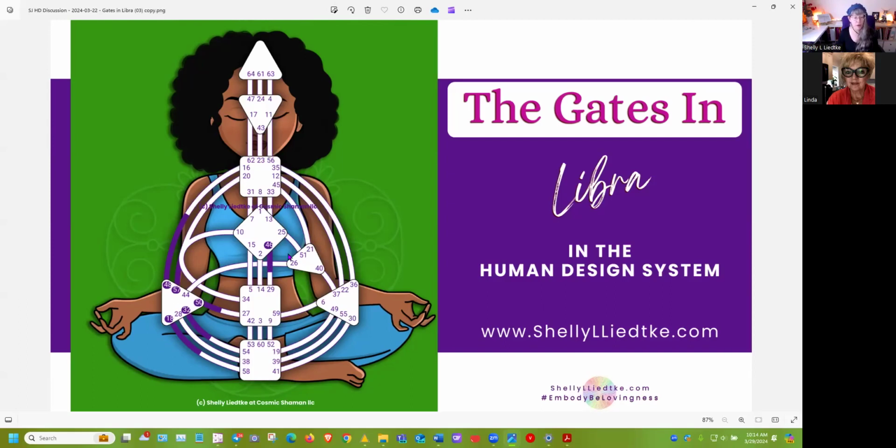So we're going to start out here with gate 46. Gate 46 is the love of being in physical form. So it's doing whatever's necessary to take care of your body. Let me give you some examples of what that could show up as.